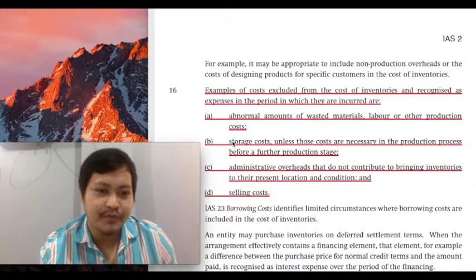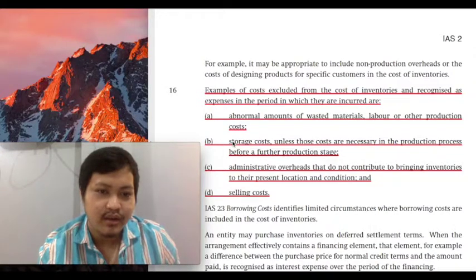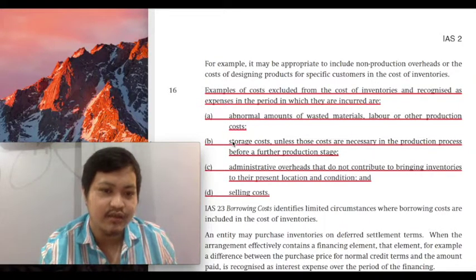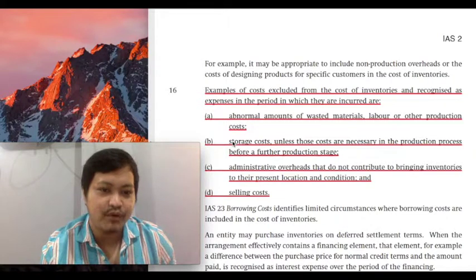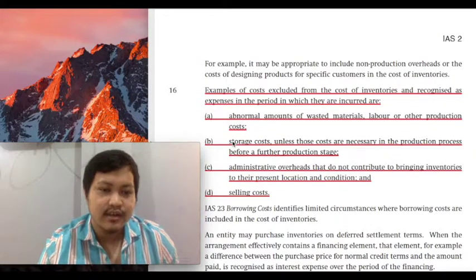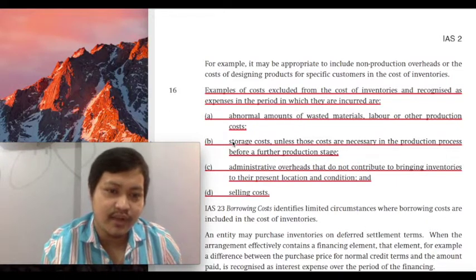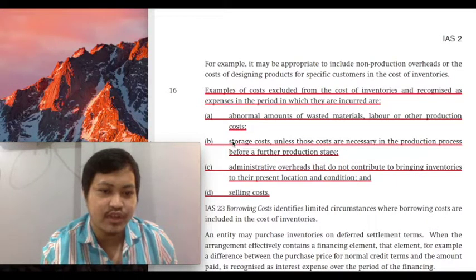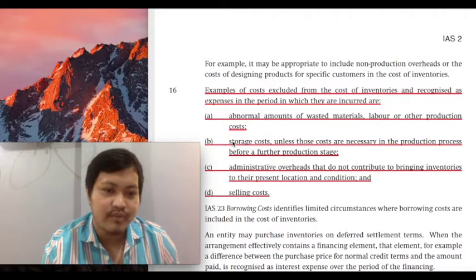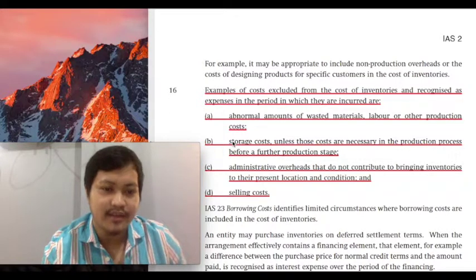So if you pay for the purchase price, include in the cost of the inventory. If you pay for direct materials, direct labor, and production overhead, include in the cost of the inventories. If you pay for something that is not necessary in bringing the inventory to its present location and condition, then it will be reported as an expense.